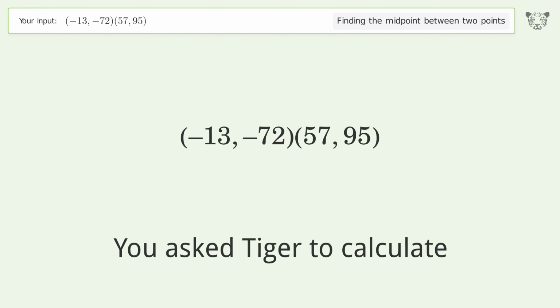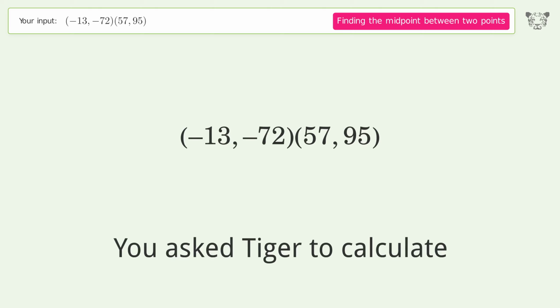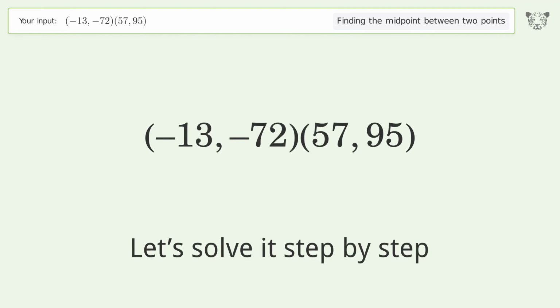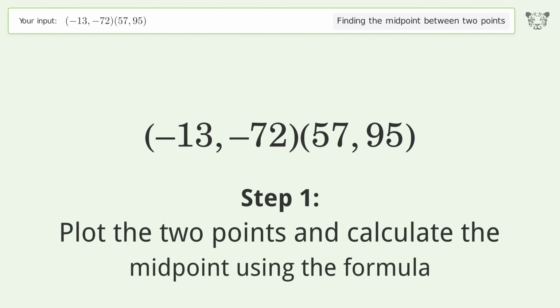You ask Tiger to calculate. This deals with finding the midpoint between 2 points. The midpoint between the 2 points is 22, 11.5. Let's solve it step by step. Plot the 2 points and calculate the midpoint using the formula.